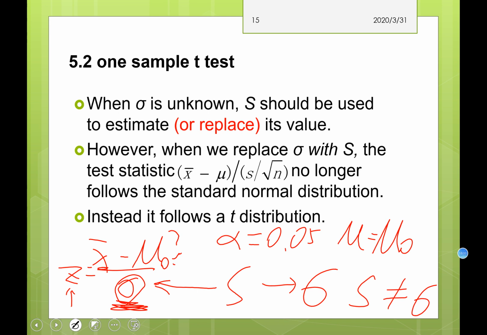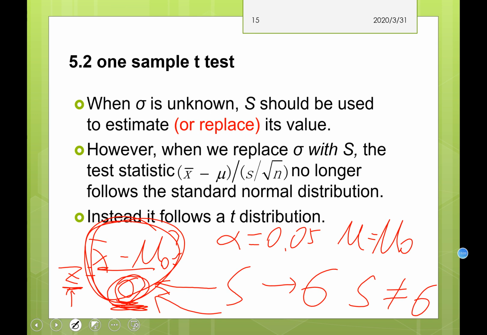So S is not exactly equal to sigma. But if we do know the number of sigma and we decide to use the number of S to replace sigma, we will find that this ratio will not exactly equal the Z value.